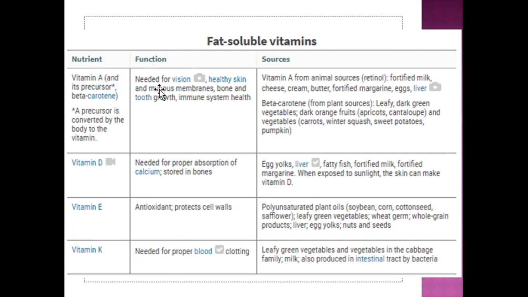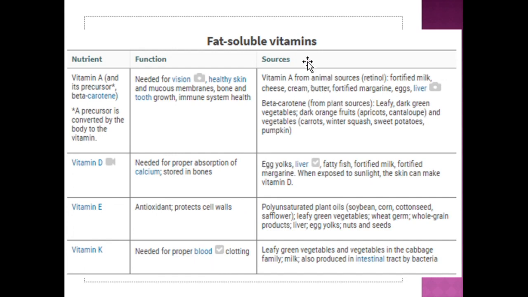Okay, for example, vitamin A is very important for normal vision, healthy skin, the immune system, as well as bone and tooth growth. Okay, vitamin D is very important for the absorption of calcium, which is also important for development of bone. Okay, vitamin E is important as an antioxidant to reduce the risk of cancer, and protects the cell wall. Okay, vitamin K is needed for proper blood clotting, which is very important during injury.